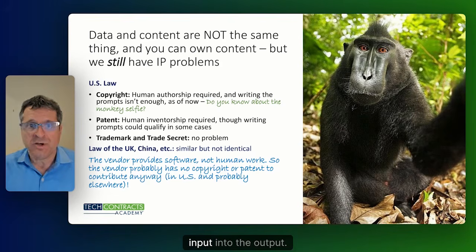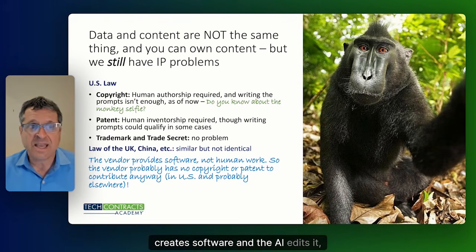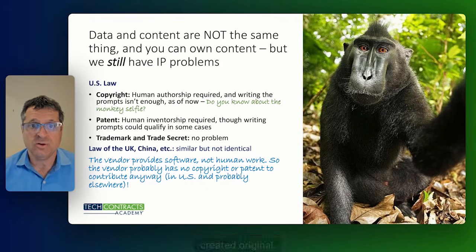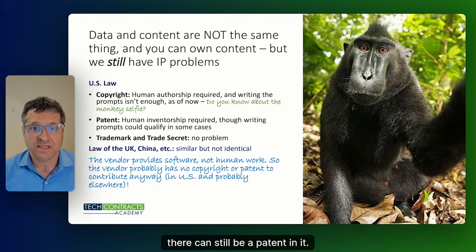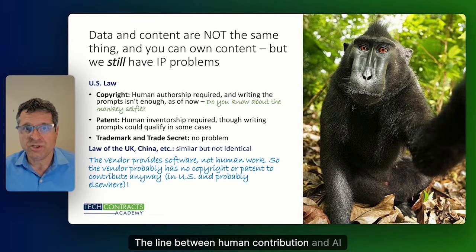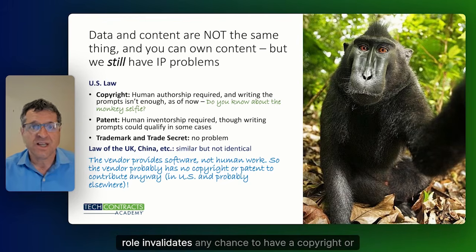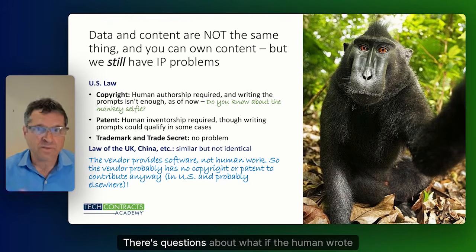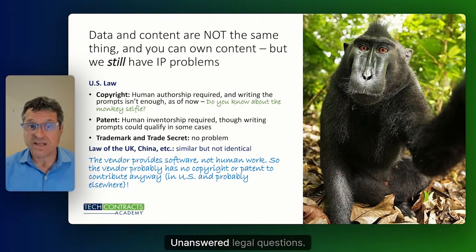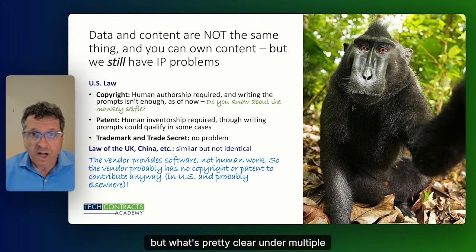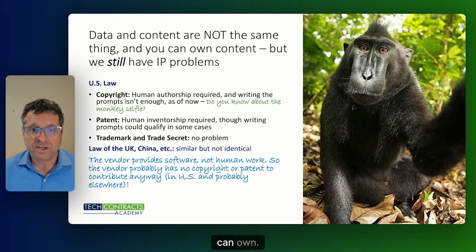If there's human input into the output, if a human, for instance, creates software and the AI edits it, there can be a copyright because of the human created original. Or if a human invents something and the AI modifies it, there can still be a patent in it. The line between human contribution and AI contribution isn't clear. To what extent the AI's role invalidates any chance to have a copyright or a patent. There's questions about what if the human wrote lots and lots of creative prompts, and that led to unanswered legal questions. But what's pretty clear under multiple jurisdictions around the world, particularly in the United States, is the part purely created by the computer, no one can own.